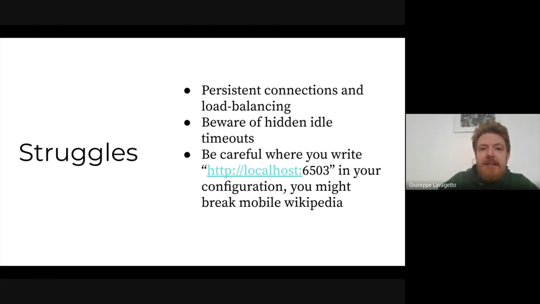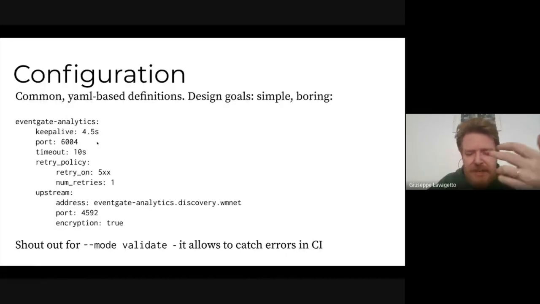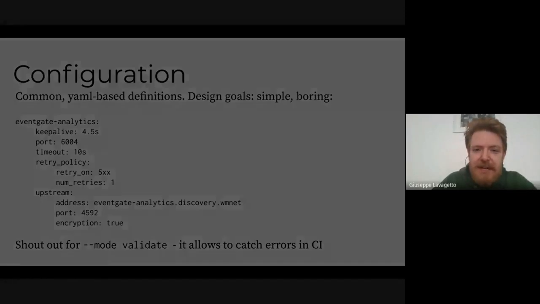And it turned out that basically we had to account for that in Envoy as well. Let me go back to the example I made before. Here we define the keep alive, which becomes an idle timeout in Envoy speak of 4.5 seconds, because this application, and then gate analytics, is a Node.js application, and Node.js by default has an idle timeout of 5 seconds. So just keep that value a bit smaller on the Envoy side than on the server side, and all these errors that we had go away.